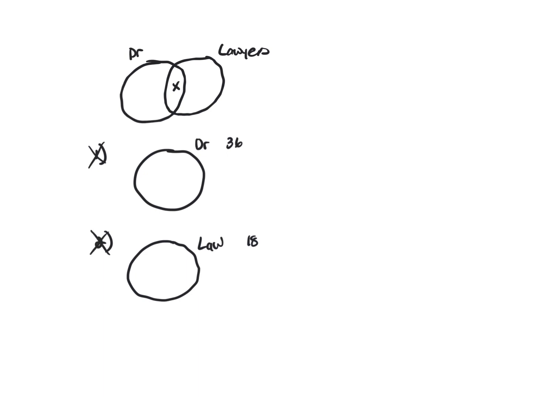So now what you do is you put clue 1 and clue 2 together. And that still doesn't help me. All I've got is this. Because it doesn't tell me any information about how many of the doctors are lawyers or how many of the lawyers are doctors. So that doesn't work.